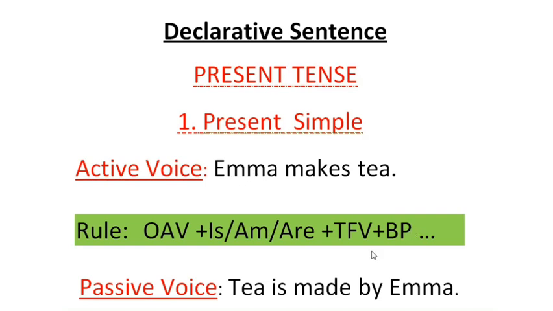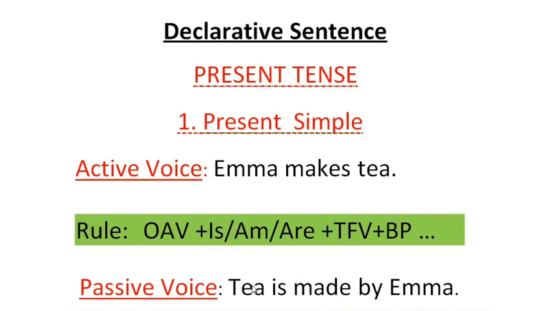So what's the passive voice here? Tea is the OAV, then is or am or are. As tea is third person singular, we have to choose is. Then comes TFV: make is the first form of the verb, and made is the TFV, the third form. Then comes the by phrase: we use by, and the subject of the active voice, Emma, follows. So you see, OAV plus is or am or are plus TFV plus BP.